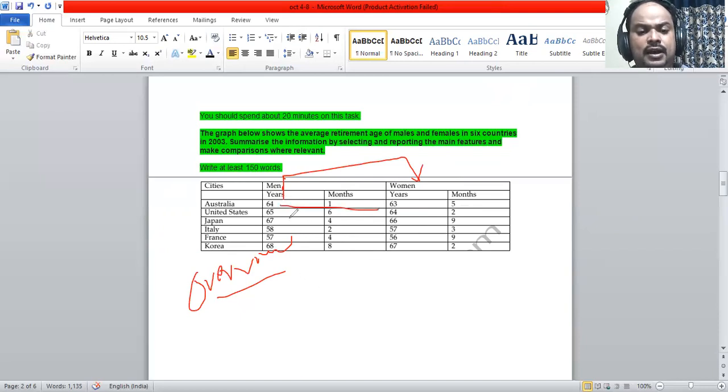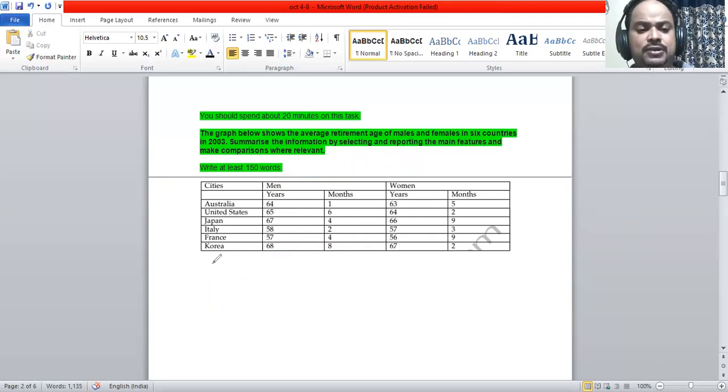You have a higher retirement age for men in all the cases, in all the countries, no doubt at all. So that is a clear picture, a clear-cut overview. It addresses the whole story. So we have framed the overview.